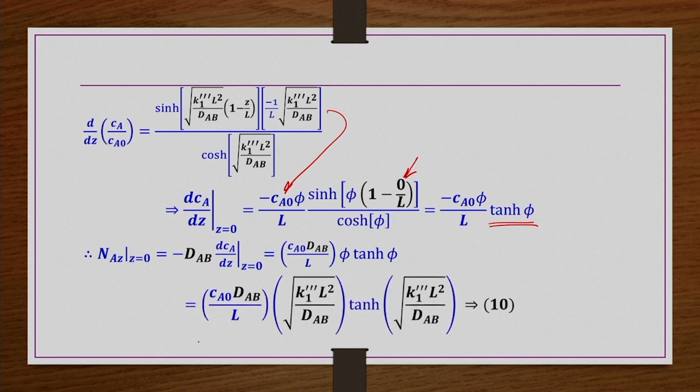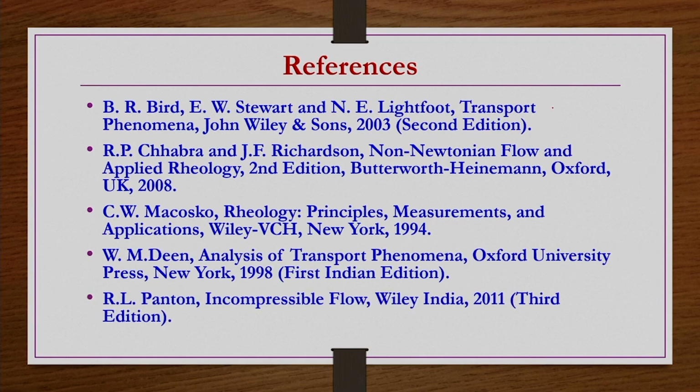If you write that in terms of dimensional coordinates, then we have Ca naught DAB by L times square root of K1 triple prime L square by DAB times tan hyperbolic of square root of K1 triple prime L square by DAB as the flux that we were supposed to find out. The references for this lecture are provided here. Of course, both the problems you can find in this book, Transport Phenomena by Bird, Stewart and Lightfoot. Thank you.